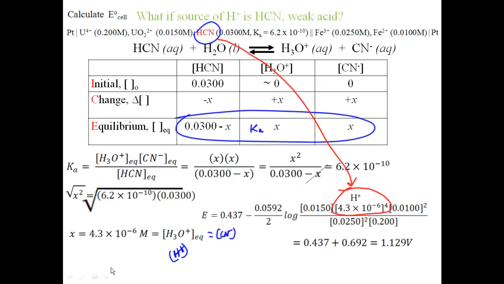Do the calculation, and this whole numeric number, when I calculate it, ends up being a negative 0.692 volts. Once again, I have a negative times a negative, which makes that a positive. So it's 0.437 plus 0.692, which gives me a total of 1.129 volts. It's still a spontaneous reaction of a voltaic cell. However, the voltage has doubled. By putting in a weak acid over a strong acid, you can see that the voltage has doubled.